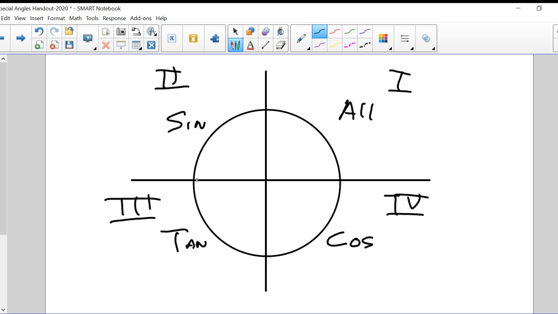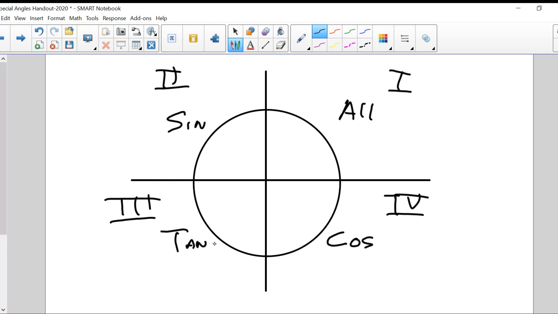Let's come over here. I'm on the negative side of the x-axis. That means that cosine is going to be negative because cosine is my x. I'm still on the positive side of my y-axis. So that means that my sine is going to be positive. But if I divide the negative by the positive, I'm going to end up with a negative. So tan is also negative.